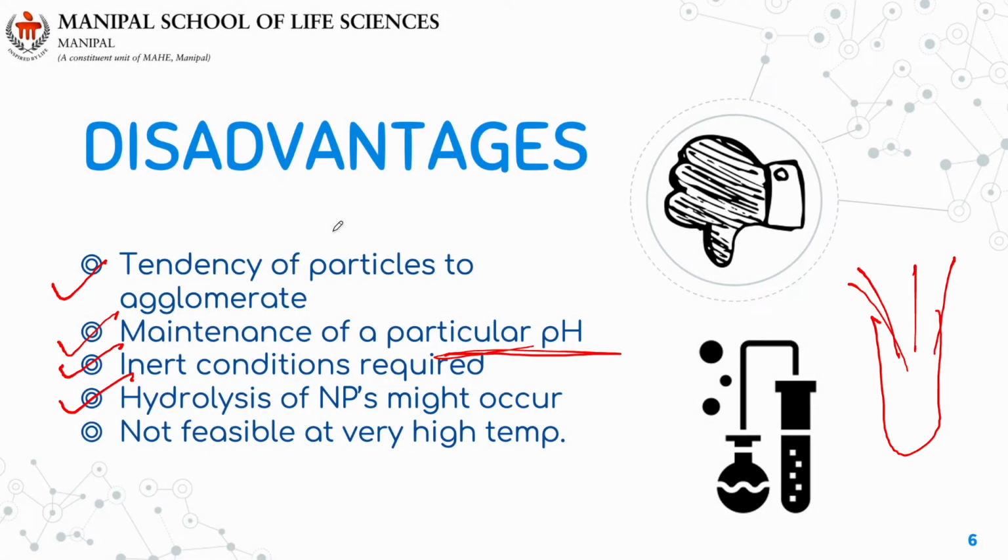And the last one is not feasible at very high temperature. What do I mean by not feasible at very high temperature? As these are aqueous solutions, we cannot use temperatures more than 100 degrees Celsius because the water will evaporate at 100 degrees Celsius. So we can use it till like 90 degrees, 95 degrees, but not at 100 degrees or above. So this is again a disadvantage. Now the polyol method that we'll discuss next will majorly overcome all the disadvantages this method has.